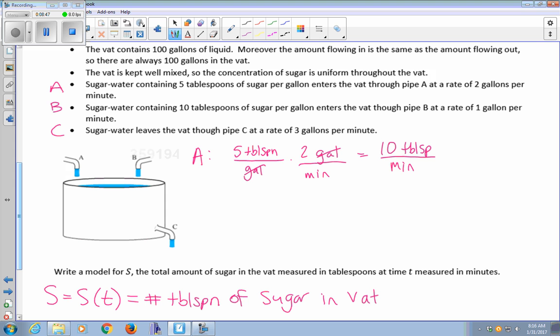Let's analyze what's happening with pipe B here. 10 tablespoons per gallon, 1 gallon per minute. 10 tablespoons per gallon times 1 gallon per minute. Gallons are going to cancel. And again, we have another 10 tablespoons per minute.